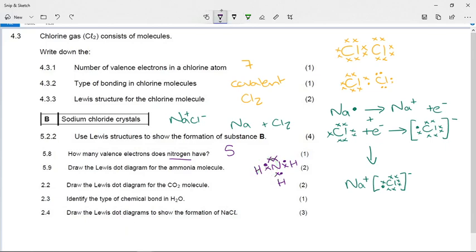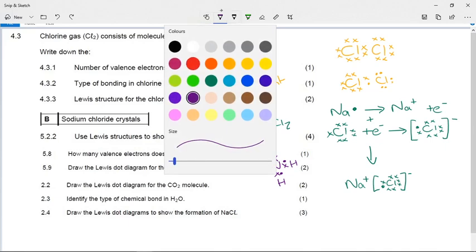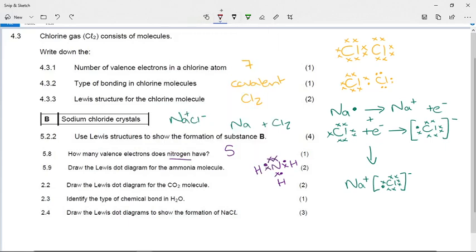Then it says to identify the type of chemical bond in H2O. Well, this is a covalent bond, and to be specific, it's a polar covalent bond, but they only want covalent. Oh, wait, I missed this.